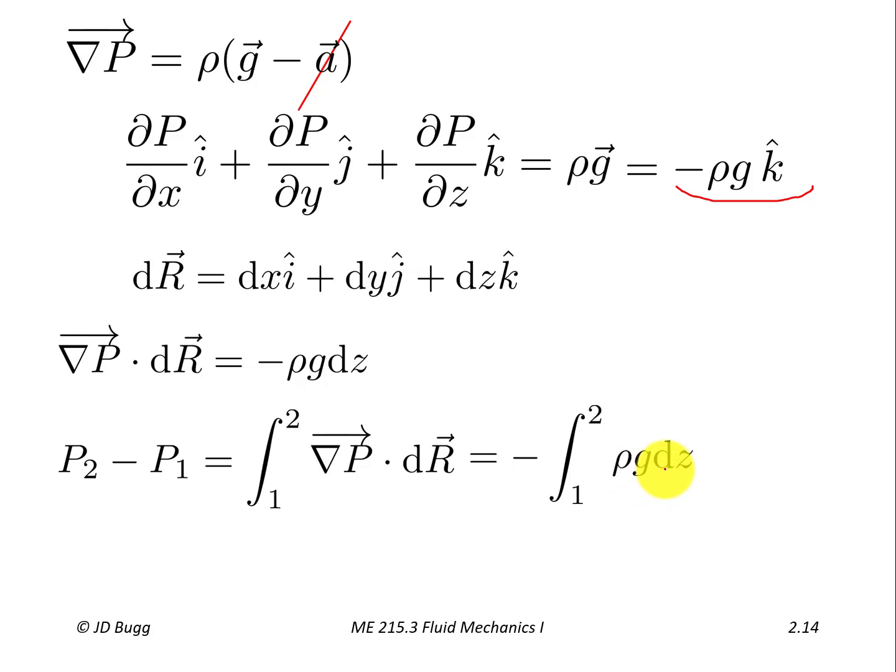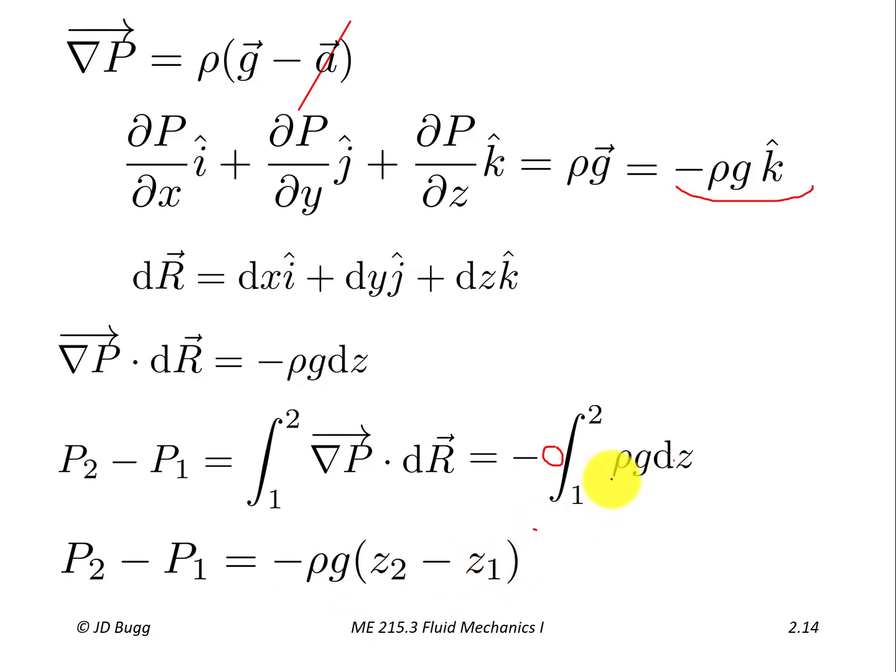Now here's where we make a couple of common assumptions. We have to be careful about these assumptions and make sure they're valid in any particular example or question that we might be doing. If we assume that rho and g are both constant everywhere inside of this container, then we can take the rho and the g outside of the integral, and all we have is the integral from 1 to 2 of dz. So that can be solved fairly easily. That's just minus rho g (z2 minus z1).